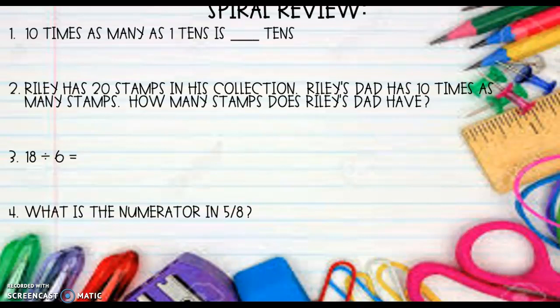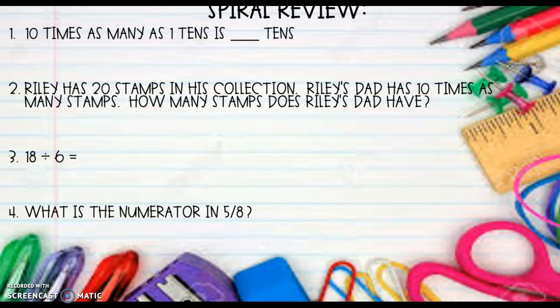All right, so for your spiral review, you have 4 problems. The first one says 10 times as many as 110 is blank tens. I know this is kind of a review. This is something we learned at the beginning of the year. So I want you to stop and think about what that's asking you, and then you can solve it.